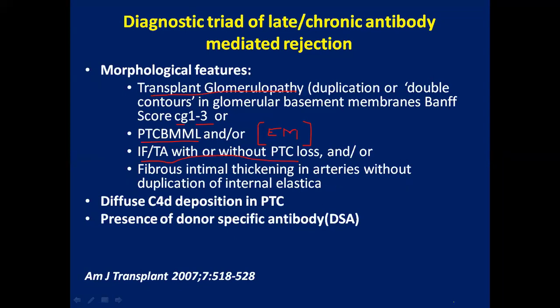So practically all the compartments are involved. The glomerular compartment shows transplant glomerulopathy, the tubulointerstitial compartment shows IFTA, and the vascular compartment will show fibrous intimal thickening. You can also include the peritubular capillary basement membrane multilayering in the vascular compartment. In addition to all this, there has to be diffuse C4d deposition in the peritubular capillaries. And the third thing is there has to be presence of donor specific antibodies.